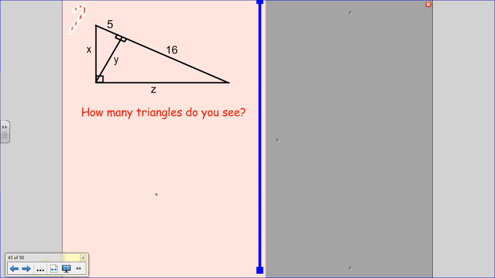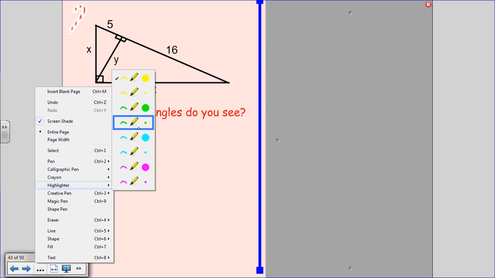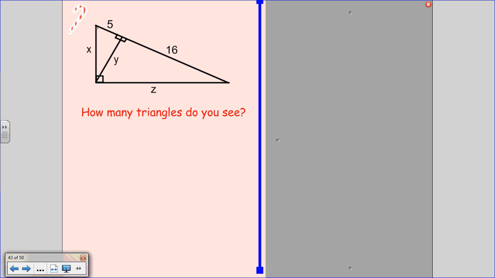Now we're going to find geometric mean in triangles. How many triangles do you see in this picture? You should see a total of 3. You have this small one right here. You have this small one right here. Excuse my highlighting. And then together they make up one big triangle.